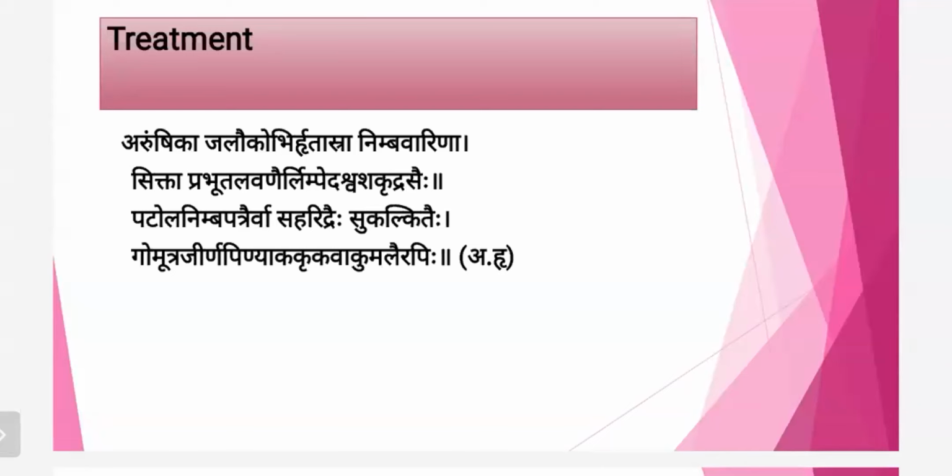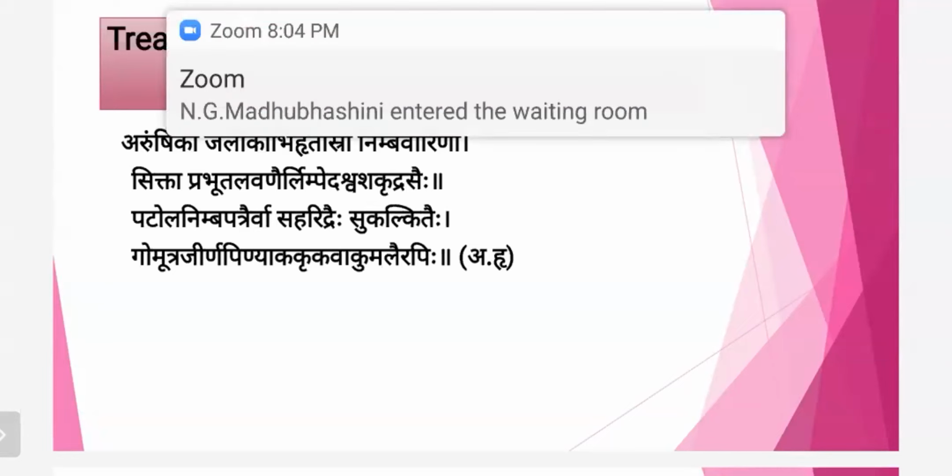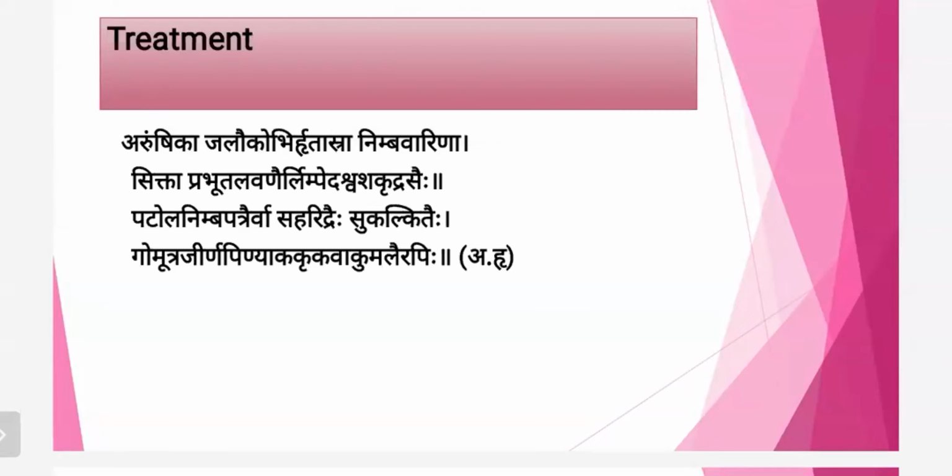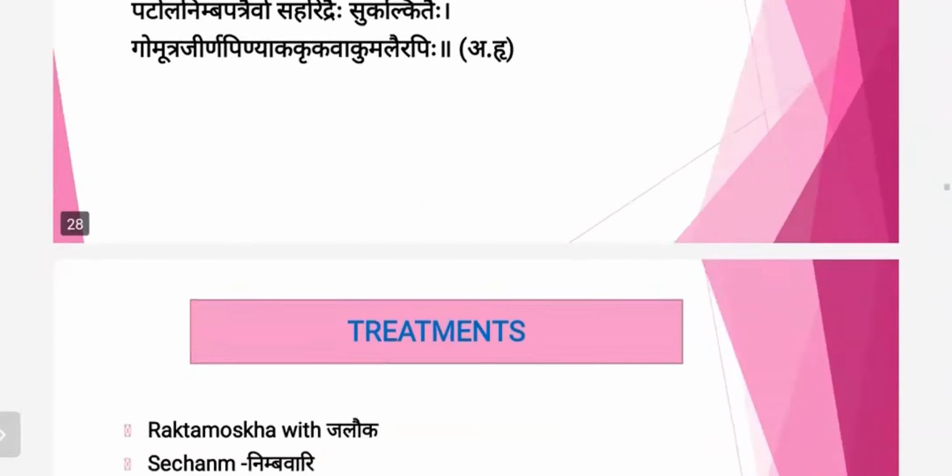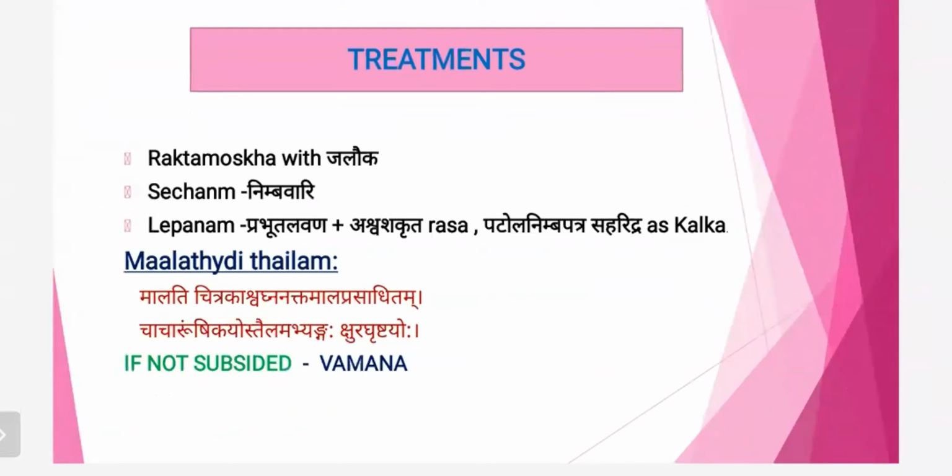That means we can do the Siddharthaka yoga for the wash, or Nimba Patra Swarasa for the wash, and then it should be followed with the Lepana, just like in the Kushta Chikitsa. And Patola, Nimba Patra or Haridra can be applied in the form of Kalka, and Gomutra. So the management of Arunshika is first Raktamokshana with the Jalauka, then followed by the Nimba Patra Jala Sechana, that is wash, and the Lepana with the Patola, Nimba Patra plus Haridra Kalka.